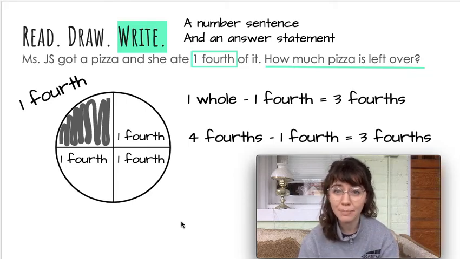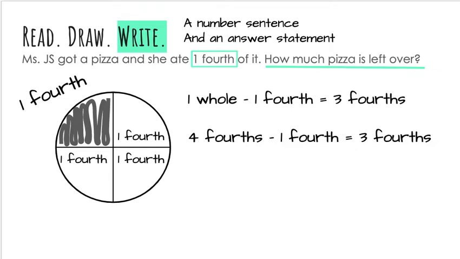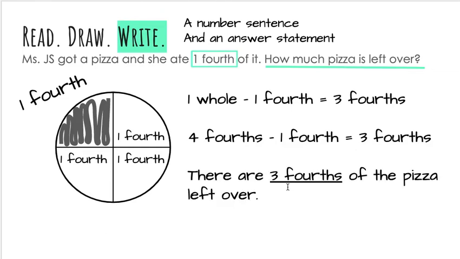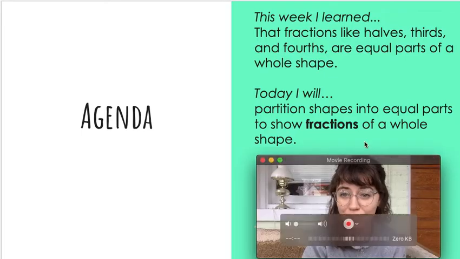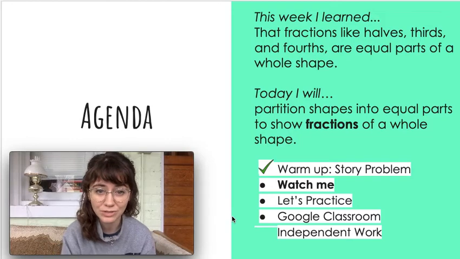So I'm going to start off by saying that there are 3/4 of the pizza left over. 3/4 is my answer of how much pizza is left over. There's 1, 2, 3/4 of pizza left over. I'm all done with my story problem, and it's time for me to show you a little bit of the kind of problems that we're going to work on in our Google Classroom work for today.